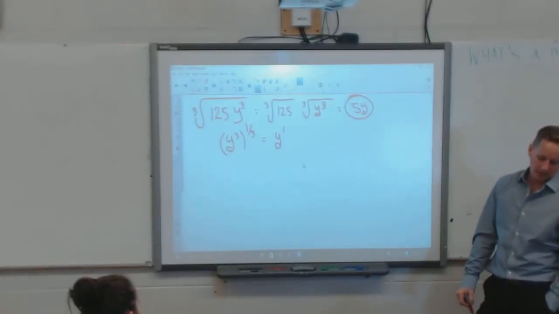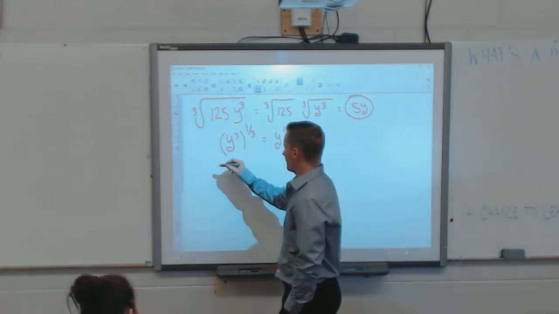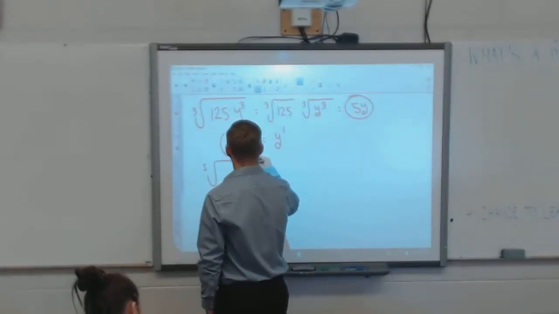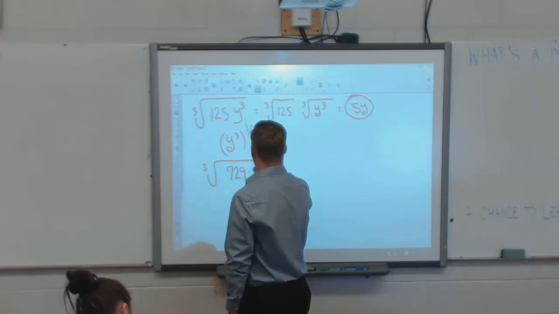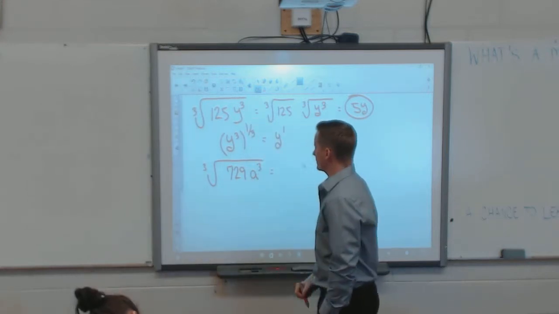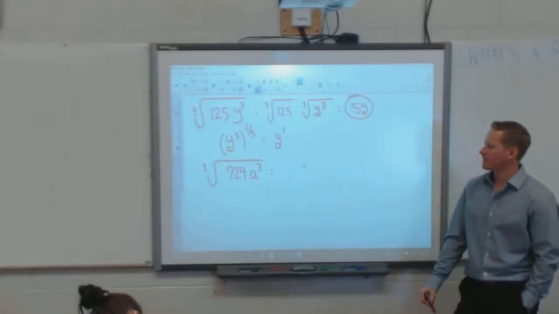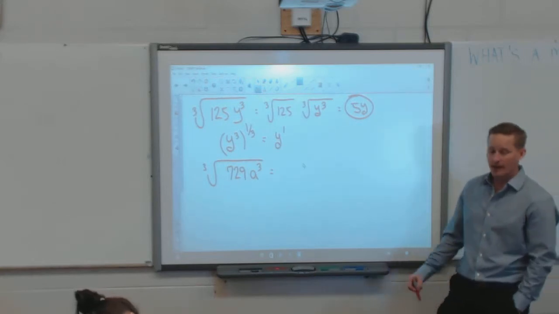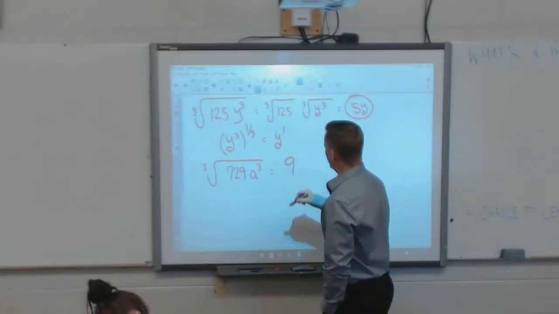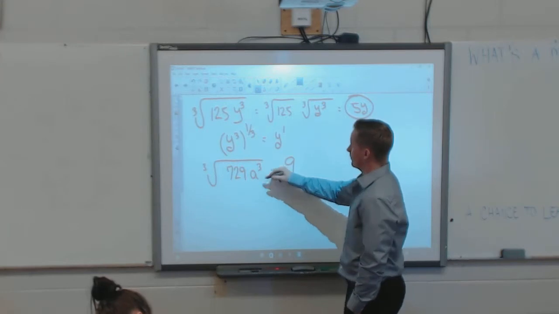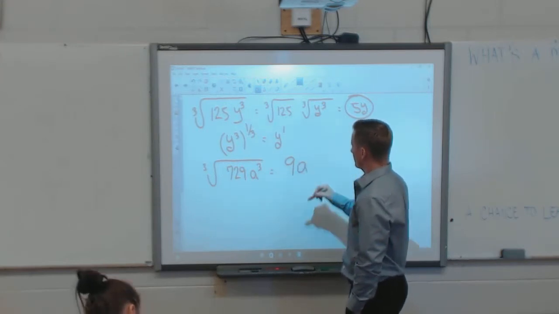So let's take a look at the next one. Cube root of 729a cubed equals. So we need the cube root of 729. 9? The cube root of 729 is 9. Cube root of a cubed? Okay.